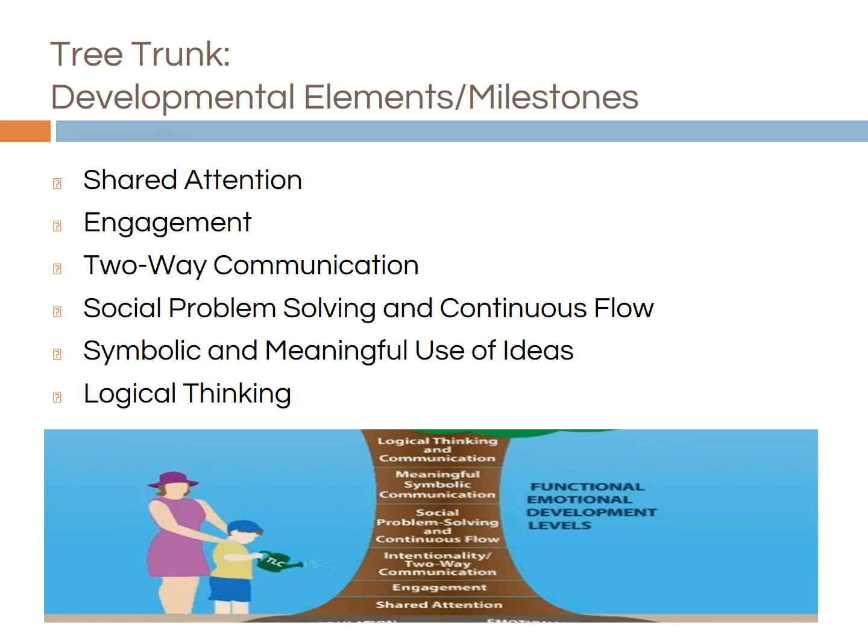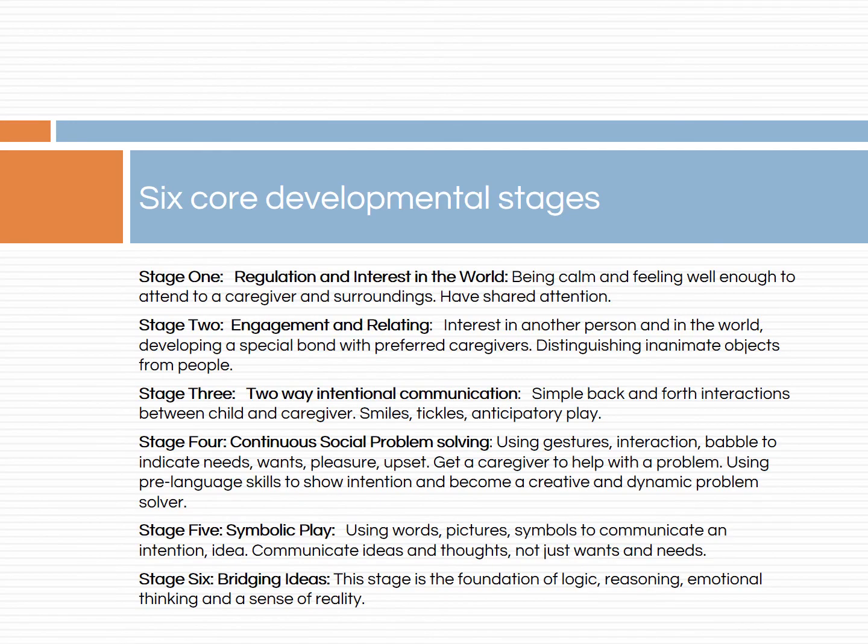So now that we talked about the roots of the learning tree, we're going to focus now on the tree trunk. So this includes developmental milestones of shared attention, engagement, two-way communication, logical thinking, and all of these develop between the first 3.5 to 4 years of life. Okay, so these are the 6 core developmental stages, which I'll be talking about throughout the rest of the presentation.